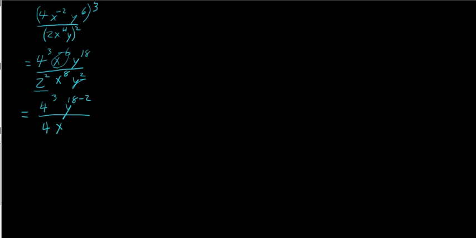And then we're going to have our x to the 8th that was already down in the denominator, and that x to the negative 6 that was in the numerator, we're going to bring it down. So 4 to the 3rd power divided by a 4, that's going to leave us a 4 squared. And then we're going to have our y to the 16th here. And then this 4 down here in the bottom is gone now, so we're just going to have x to the 8 plus 6 is 14.